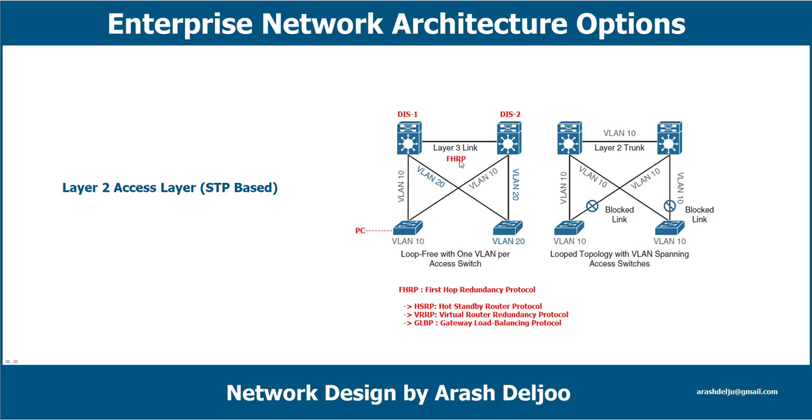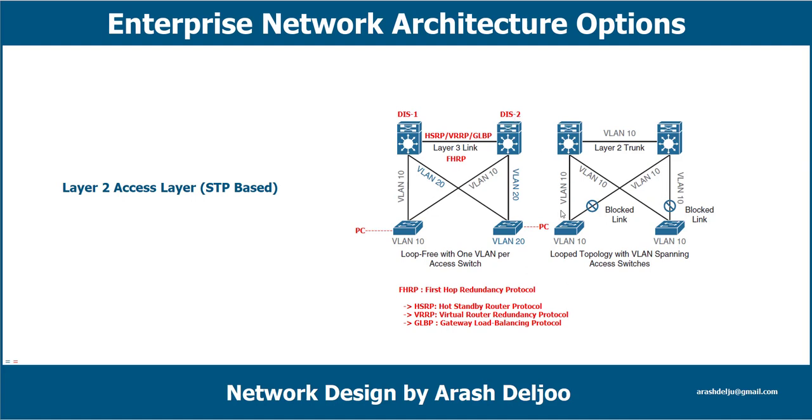Here you can use one of the FHRPs, like HSRP, like VRRP, like GLBP. And you know that GLBP is the most efficient protocol because we have the option of load balancing. The computers in VLAN 10 can use both of these distribution switches, and also the computers in VLAN 20 can use distribution 1 and distribution 2.